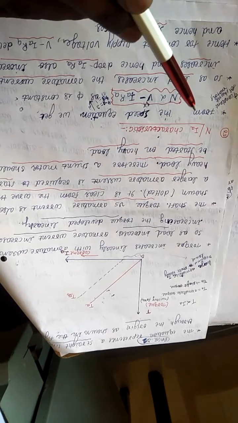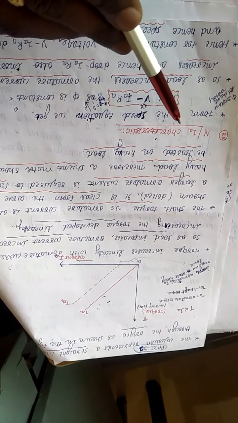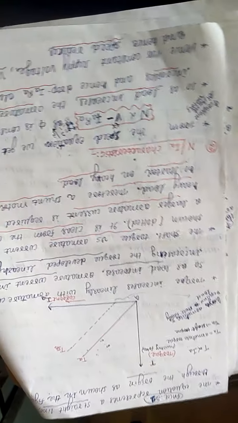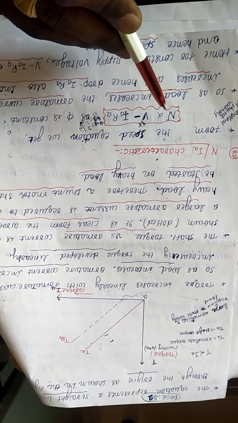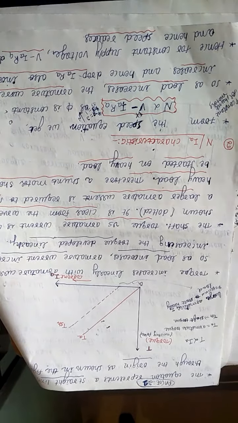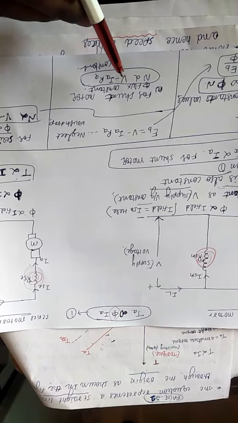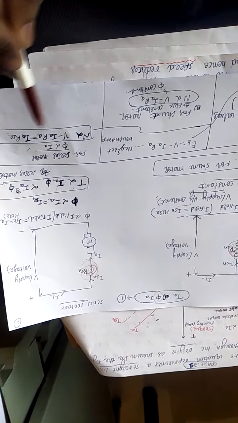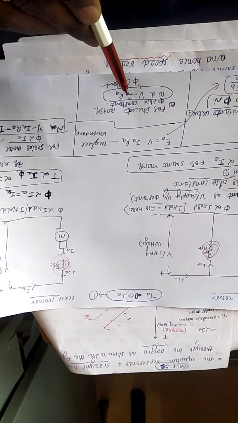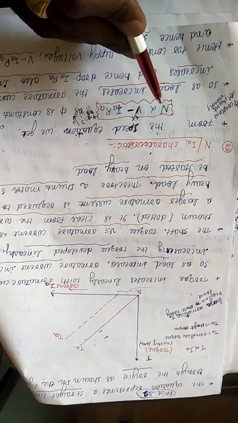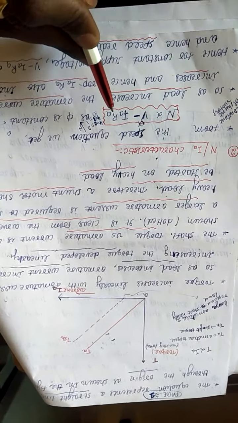Then the second characteristic is speed versus Ia. For speed versus Ia, you have the equation N is directly proportional to V minus Ia Ra for the shunt motor. For the series motor, a different equation has to be considered. I already derived this one, so I am writing this equation directly here: N is directly proportional to V minus Ia Ra.